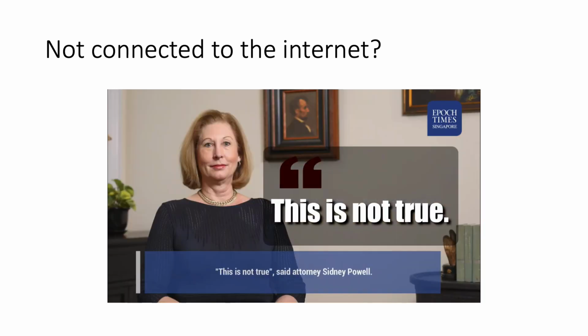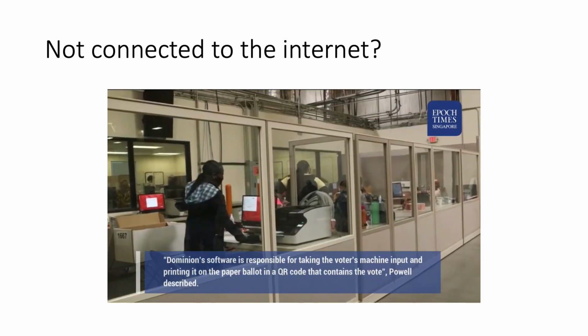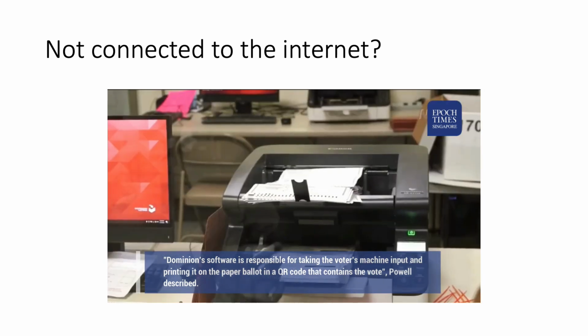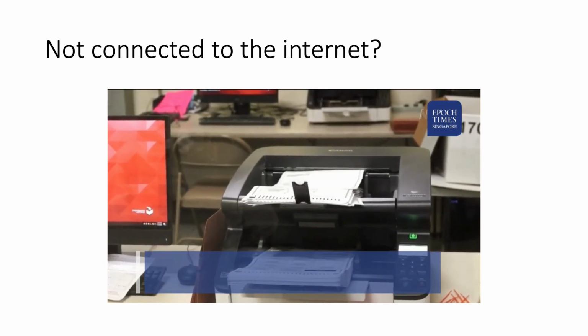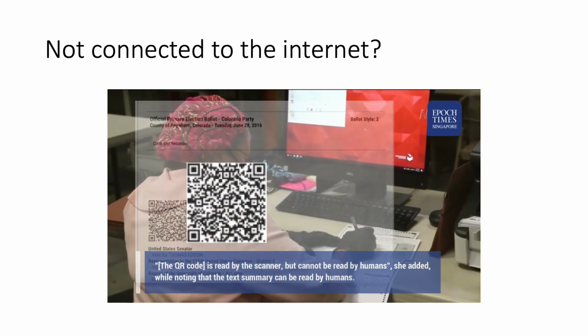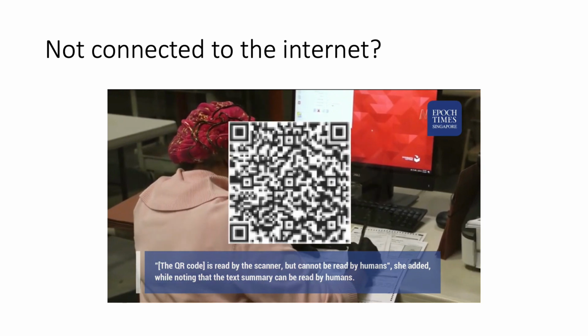This is not true, said attorney Sidney Powell. Dominion software is responsible for taking the voter's machine input and printing it on the paper ballot in a QR code that contains the vote, Powell described. The QR code is read by the scanner, but cannot be read by humans, she added, while noting that the text summary can be read by humans.